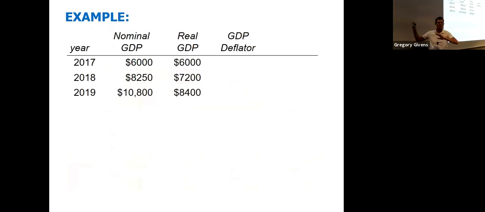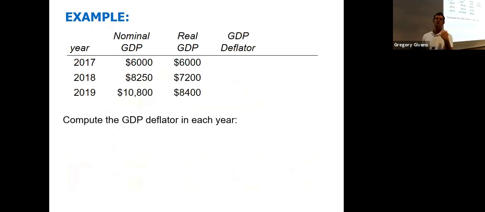Let's calculate the GDP deflator and the inflation rate in our earlier example. So here I'm carrying these numbers over from the previous table. We have nominal and real GDP for these 3 consecutive years. What is the GDP deflator if I give you this data? We'll just plug the numbers into the formula.